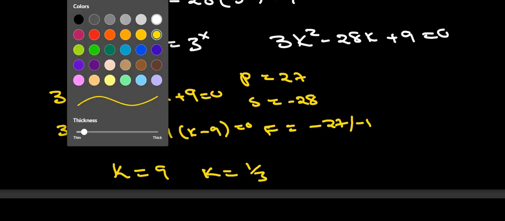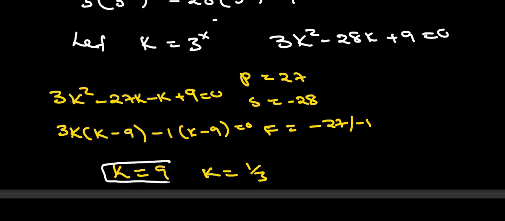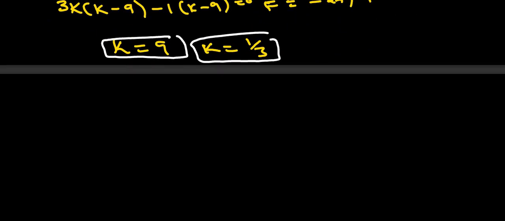I'm a little bit fast here, so hope you are able to see how k is equal to 9 and k is equal to 1 over 3 came about when you solve each of the factors that you are supposed to get here. Now the question was asking for x, not k. So remember that k is equal to 3 to the power x. So we bring it back. It will be like this.